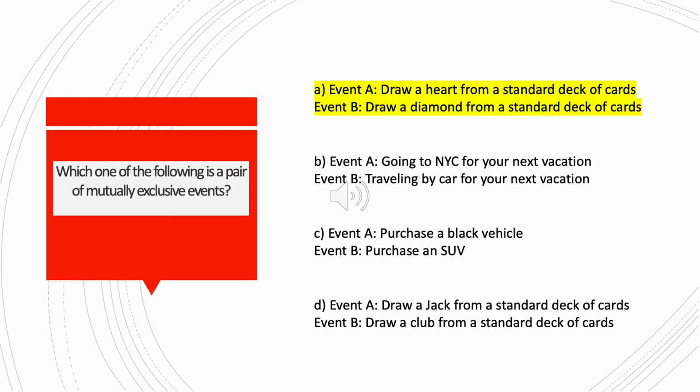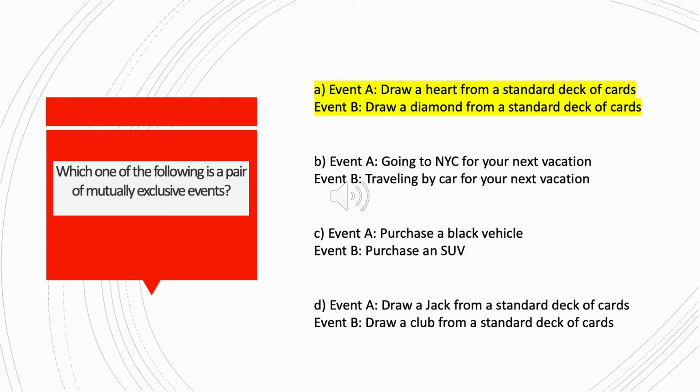The correct answer choice is A. Drawing a heart from a standard deck of cards cannot happen at the exact same time or simultaneously as you draw a diamond from a standard deck of cards. So in one draw of a standard deck of cards, is it possible to draw both a diamond and a heart on that single card? No. So those are mutually exclusive events.